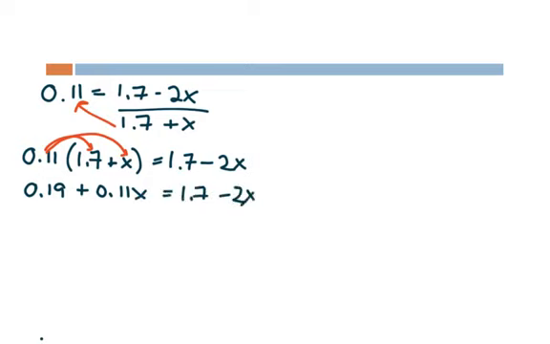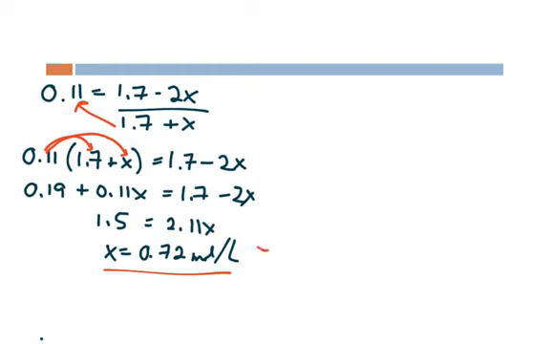Now we're grouping our like terms, 1.5, 2.11x, and then dividing through by 2.11. So the value I'm getting here is 0.72 moles per liter. So once again, now that I've got this answer, I can sub it in to the E part of the ice table and solve.